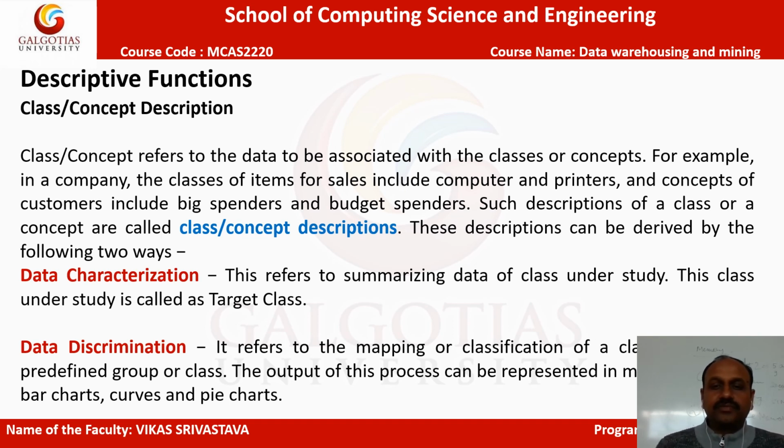Data discrimination refers to the mapping or classification of a class for the predefined groups. The output can be generated in terms of bar charts, curves, and pie charts. So that's why you can have some kind of classification. Different item sets have different classifications. If you have a particular item, the item categories can be defined, and if they are correlated item categories, you can show their classification discrimination on the basis of charts, curves, or bar chart representation.